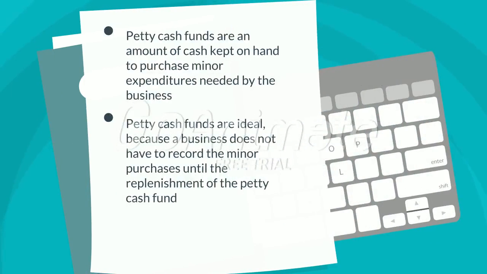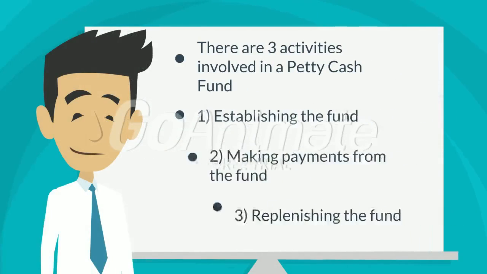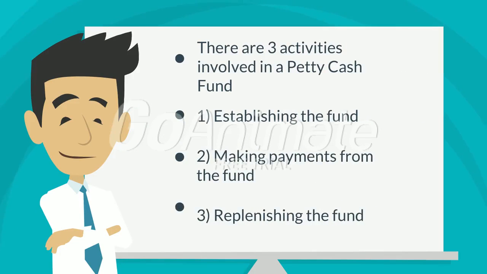Petty cash funds are an amount of cash kept on hand to purchase minor expenditures needed by the business. Petty cash funds are ideal because a business does not have to record the minor purchases until the replenishment of the petty cash fund. There are three activities involved in a petty cash fund: establishing the fund, making payments from the fund, and replenishing the fund.